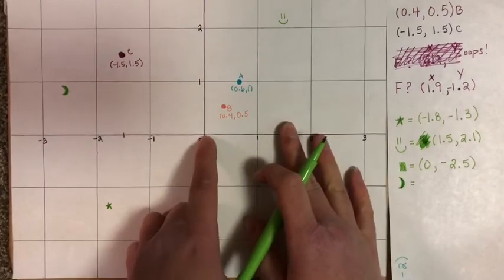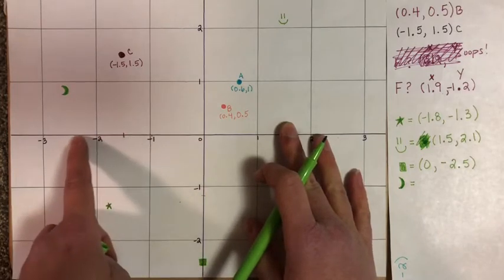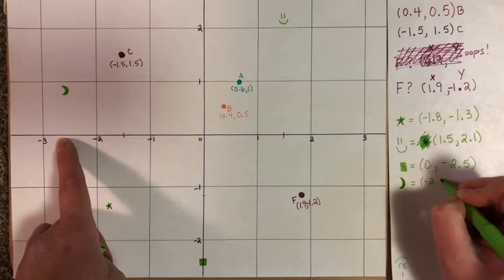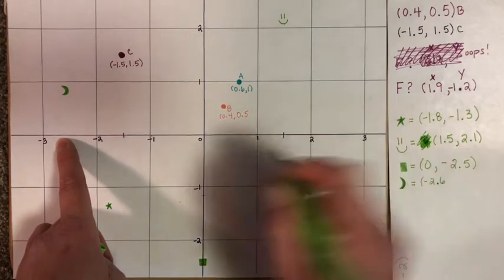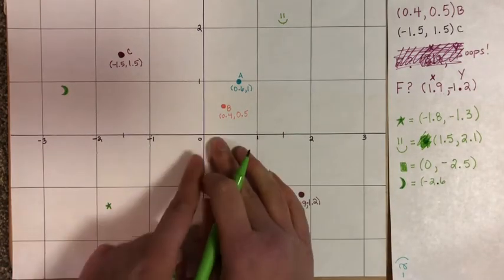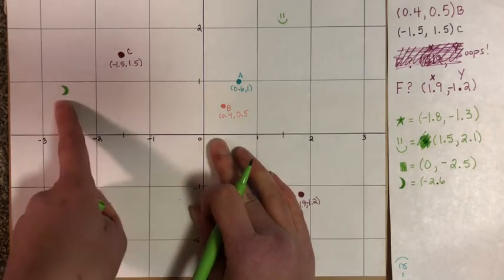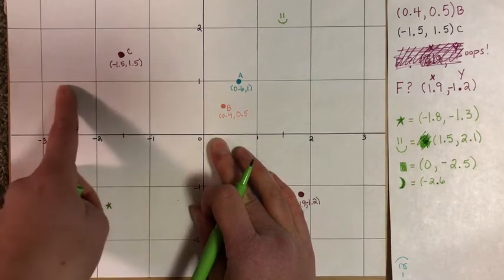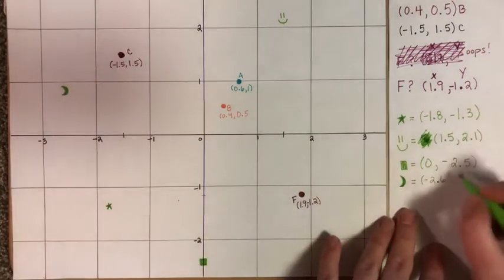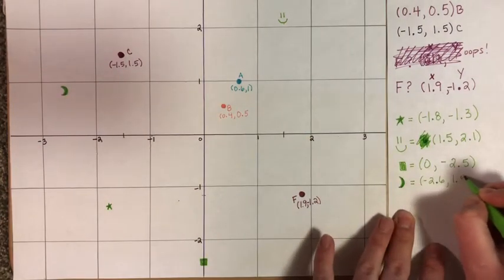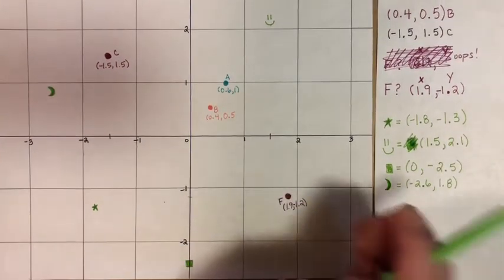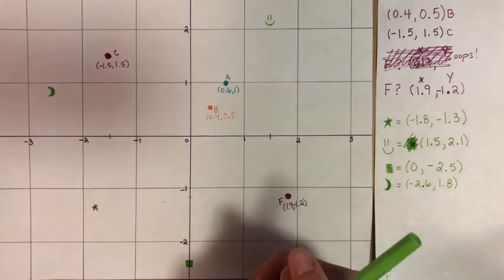Start at the origin, remember? We went over to about negative 2.6. It's a little bit past the half. And then when we went up, it's almost at the 1 line. This is the 1's line. It's almost at that line. So maybe like 1.8 or 1.7, something like that. And so those would be their coordinate locations.